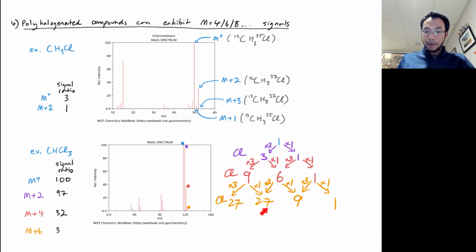Those are then going to be about 3 times bigger than the M plus 4 signal right here. That's about what you see here. And then finally, from 27 to 1 is about 33-ish times, right? Approximately the ratio between the molecular ion and the M plus 6 peak. So if you're more comfortable with using just regular probability to figure this out, that's totally fine too. This is just a different shortcut to doing it.